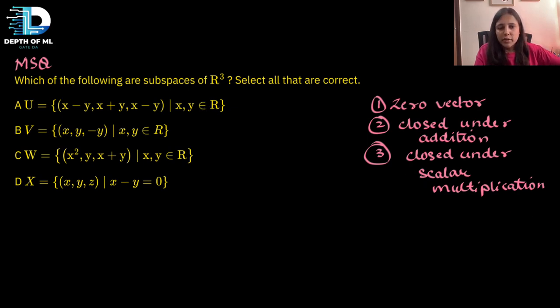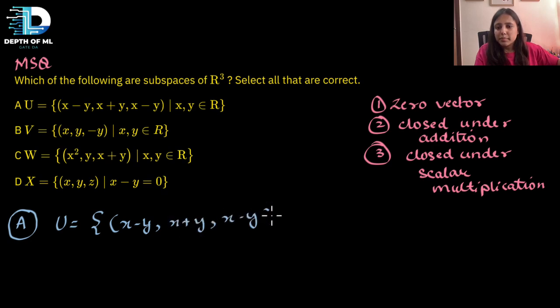So let me start with option A over here. You have a set of vectors U equals to x minus y, x plus y, x minus y, and x and y belong to R. So this is a real number. Okay. So let's see this. U is equal to the set of vectors such that this is x minus y, this is the whole vector, x plus y, and this is x minus y.